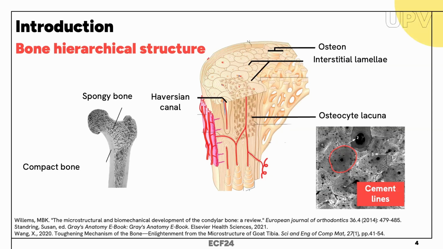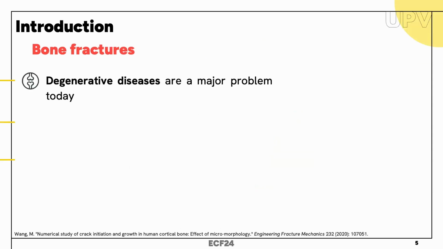These cement lines are weak interfaces between osteons and the interstitial matrix, and these weak interfaces act as a toughening mechanism in the apparent bone toughness, because cracks usually grow preferentially through these cement lines, and they are also a barrier that protects the Haversian canals and all the vessels and nerves from breakage. So why is it important to study bone fracture?